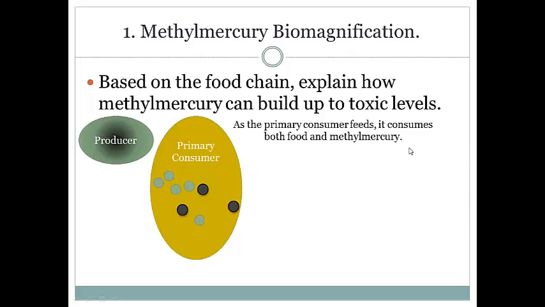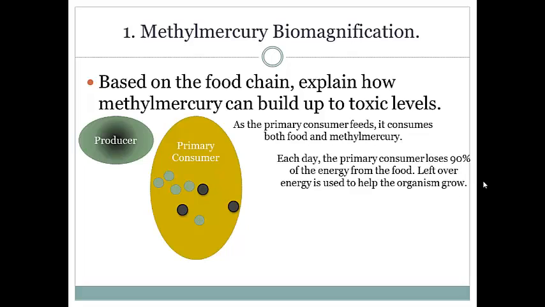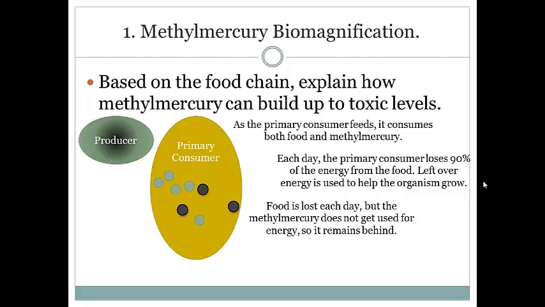So as it feeds, it consumes both food and methylmercury. Each day, the primary consumer loses 90% of the energy from the food. Leftover energy is used to help this organism grow and live. Food is lost each day, but the methylmercury is not used for energy, so it doesn't get digested. Instead, it remains behind. It gets deposited into the tissues of the primary consumer. As we move up trophic levels, we see that this process is magnified.